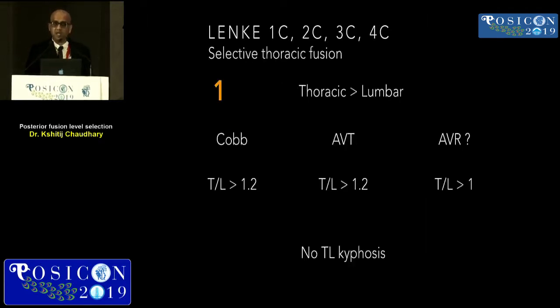The first are the radiographic criteria defined as ratios. Essentially, this means that the thoracic curve should be at least 20% bigger than the lumbar curve. The thoracic apex should be 20% more translated than the lumbar curve. The lumbar curves generally are more flexible than the thoracic curves. Obviously, no thoracolumbar kyphosis. Assessing the rotations on X-ray is a little bit difficult.